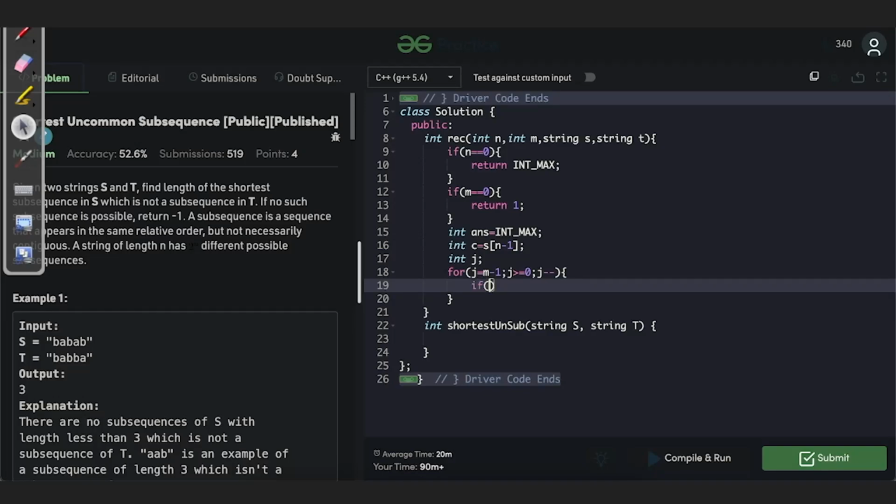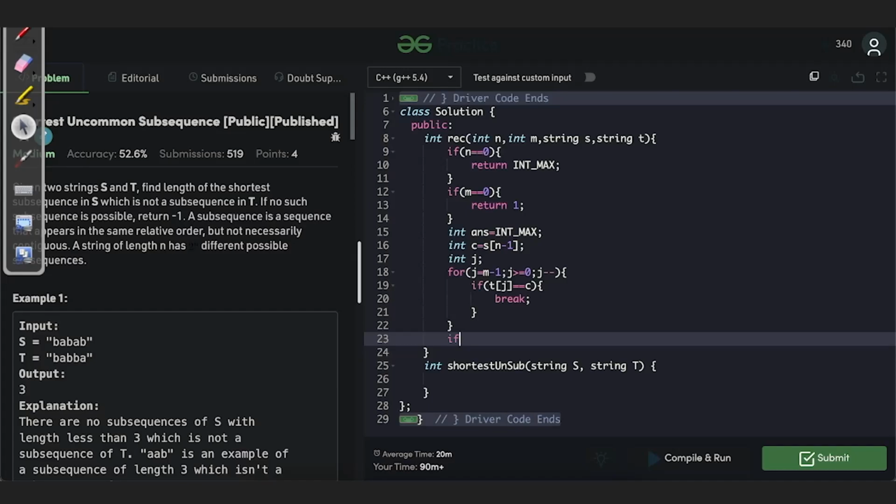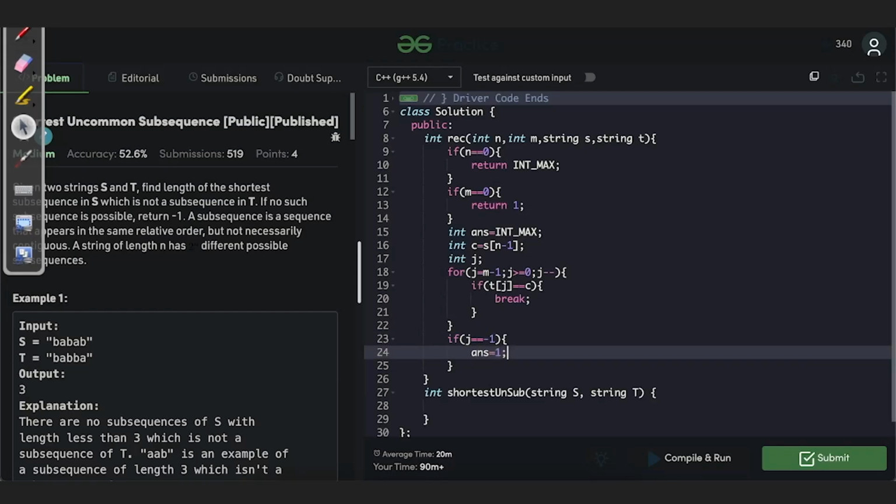And if the current character, that is t of j, is equal to c, the current character, then we would simply break from there. Else, if we are not able to find it, j is equal to -1, because if this loop ends, then the j value would be -1 since we didn't reach the break condition. If j is equal to -1, that means the element is not present. If the element is not present, the answer would become 1.